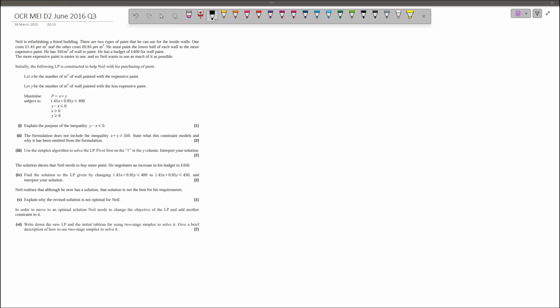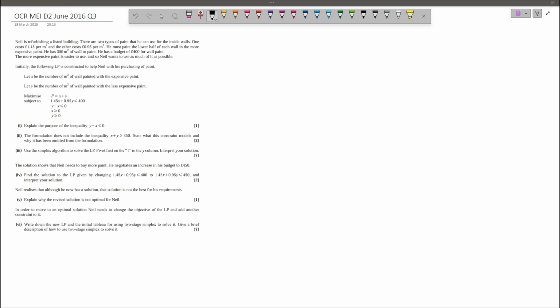So we've got this question, and Neil is refurbishing a listed building. There's two types of paint that he can use for the inside walls. One costs £1.45 per square metre. The other costs 95p per square metre, and he must paint the lower half of each wall in the more expensive paint. He has 350 square metres of wall to paint and a budget of £400. The more expensive paint is easier to use, and so Neil wants to use as much of it as possible.